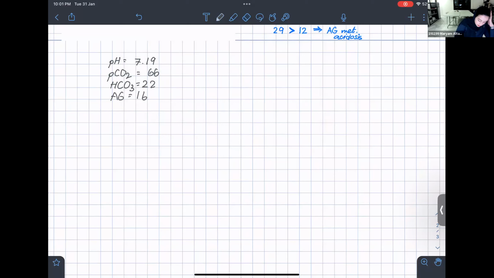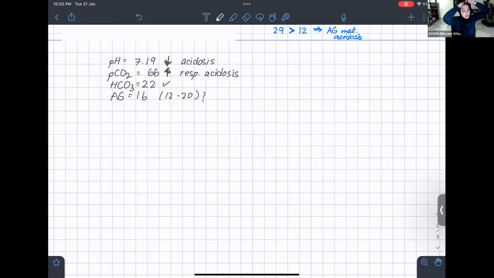Well, pH is low. PCO2 is high, right? Bicarb is normal. The anion gap is slightly increased, but they said normal in this question is 12 to 20. I don't know why, but that's how they wrote it. We know this is an acidosis. We know PCO2 is increased, so it's a respiratory acidosis because they're opposite. Right? So the answer to this question is yes.